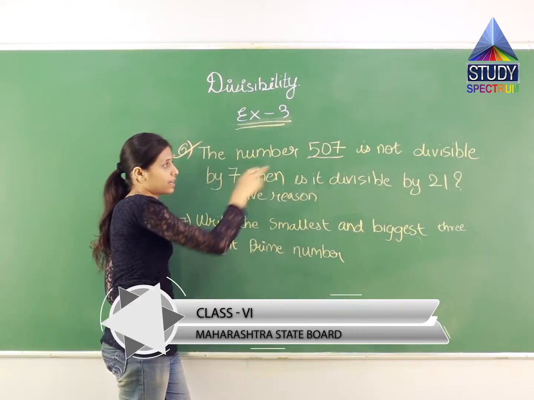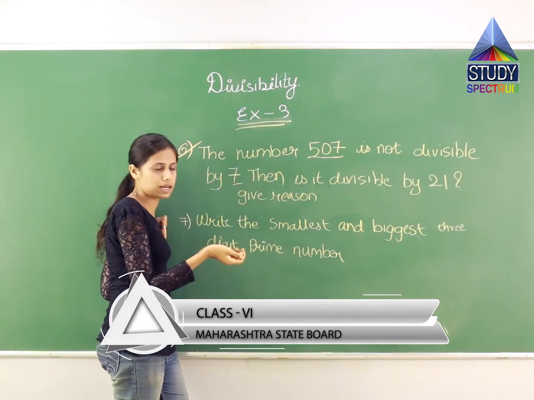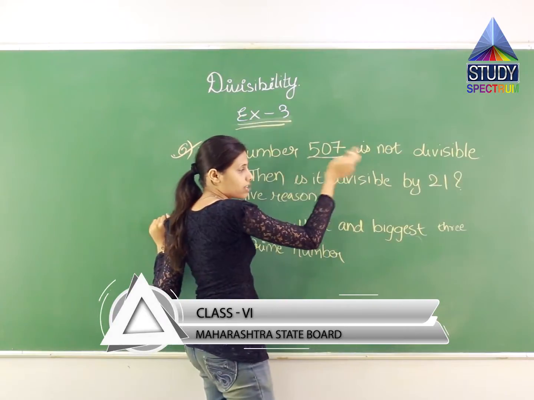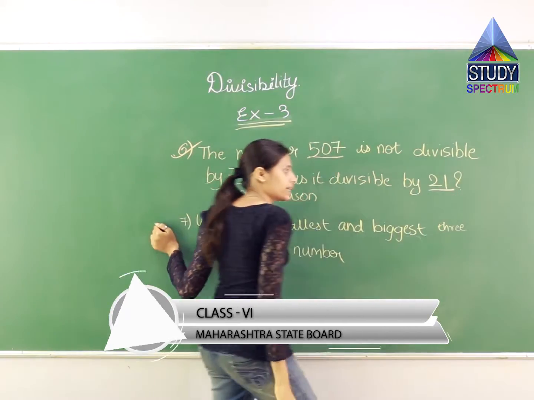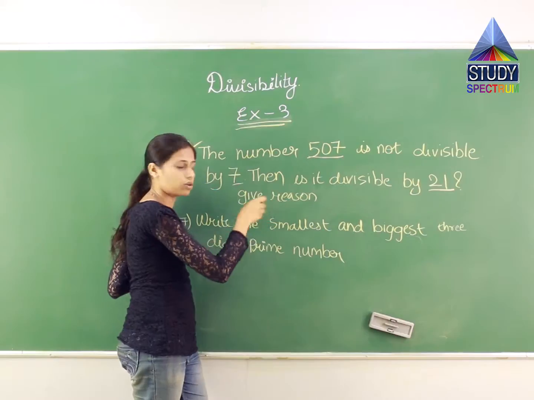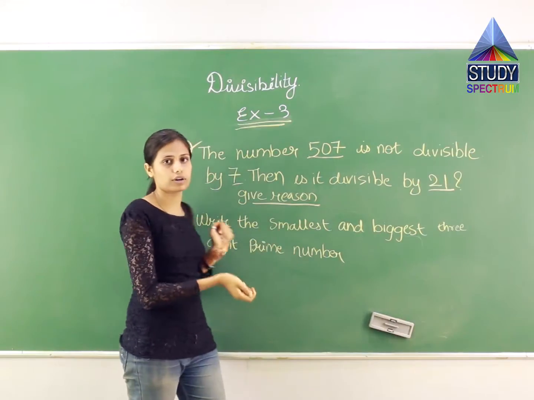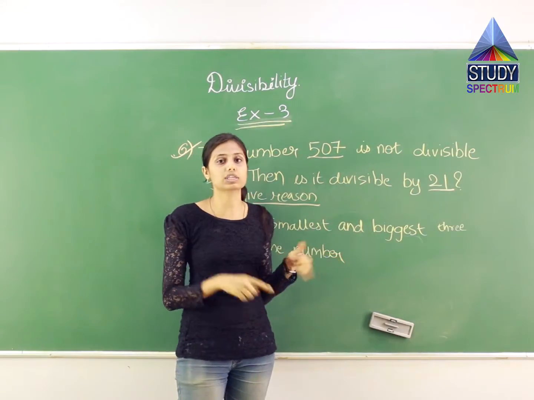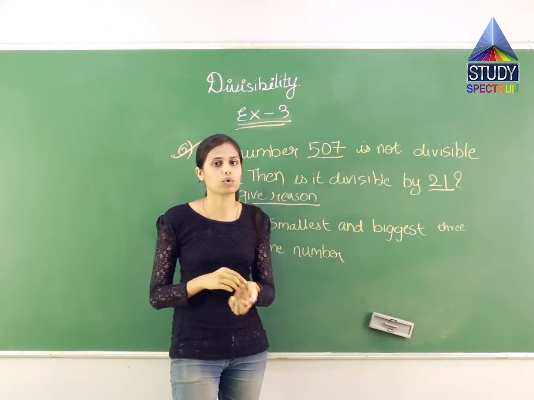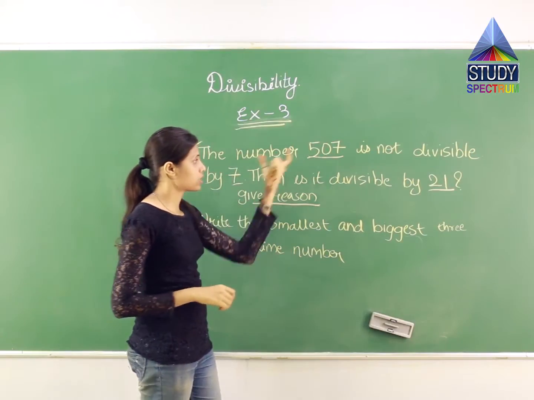They are asking you that 507 is not divisible by 7, but can this number 507 be divisible by 21? If not, or if yes, you have to give the reason for it. Whether you say yes or no, you have to give the reason. So let us understand first.